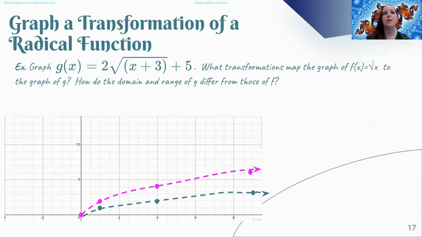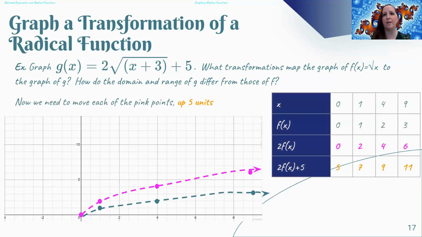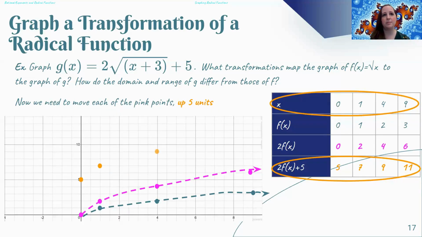Okay. The next thing I'm going to do is the horizontal and vertical translations. Okay. So I'm going to move this up 5 units. So I'm going to take whatever number I had when I multiplied it by 2, and I'm going to add 5 to it. So 0 plus 5 is 5, 2 plus 5 is 7, 4 plus 5 is 9, 6 plus 5 is 11. Okay. And I'm going to graph those points.